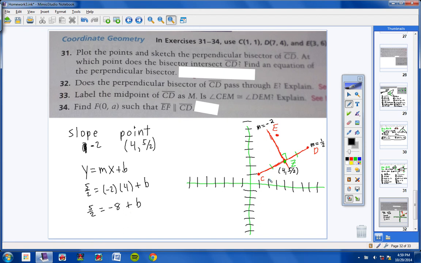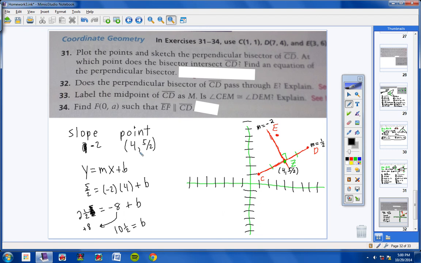Now remember, students, 5 over 2 is the same thing as 2.5. Okay? So when I bring this negative 8 over and make it a positive 8, I have 2.5 plus 8, that's 10.5 equals b. So there we go.